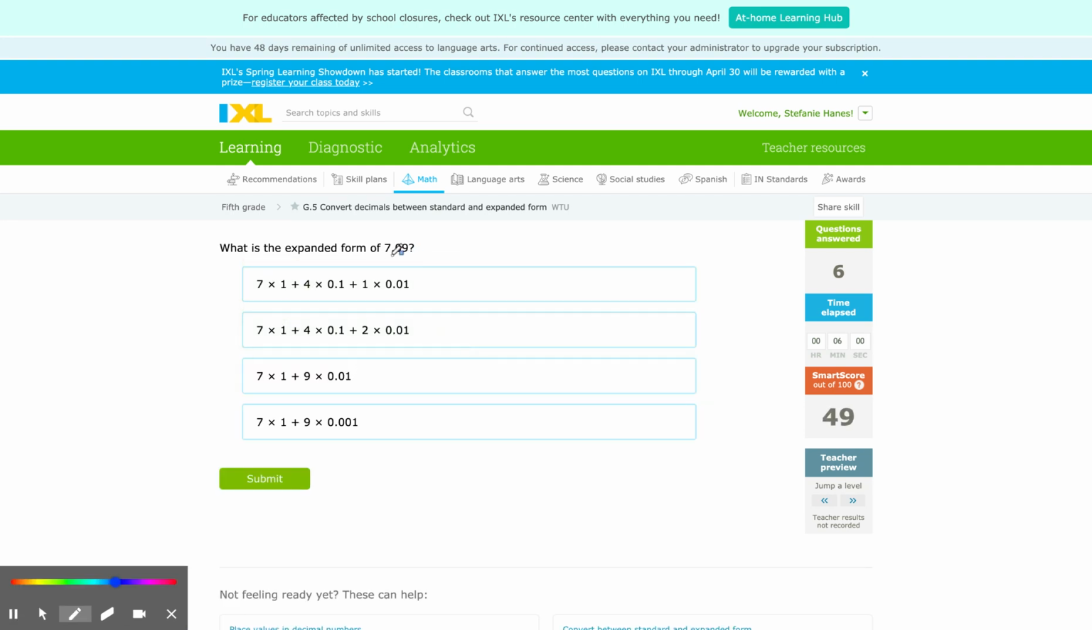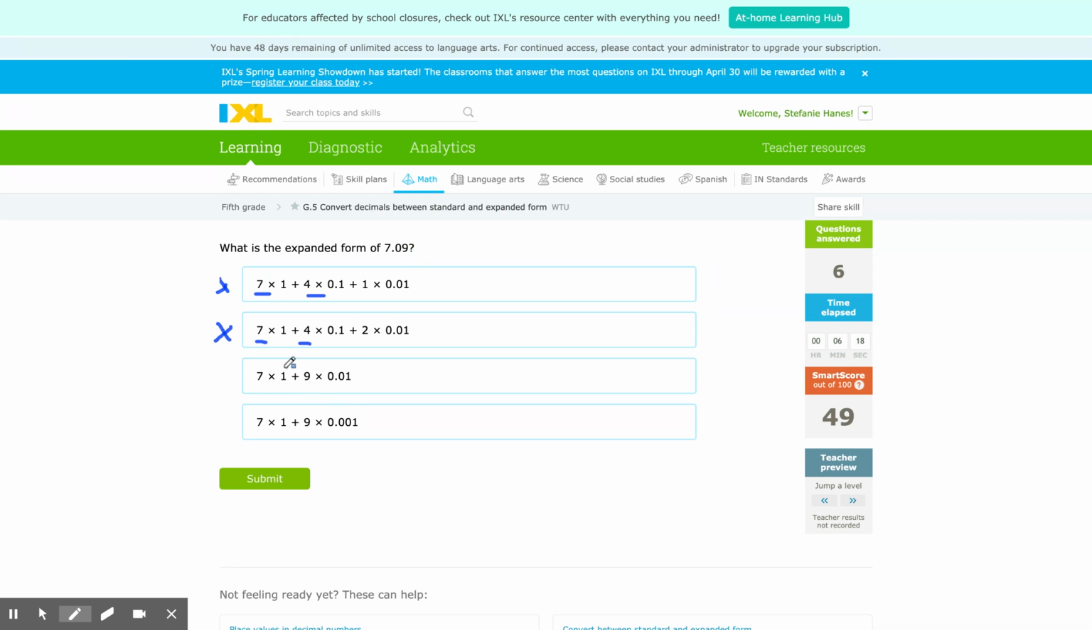On this problem, I have a 7 and a 9, so I'm going to look. I have a 7, I have a 4. There's no 4 up there. This can't be my right answer. Again, there is no 4 in there. I have a 7 and I have a 9. So it's one of these two.